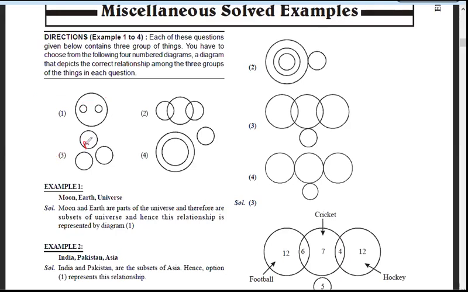So in this case, A, B, C, all of them are disjoint sets. You have to understand the meaning of this Venn diagram. In this case, A intersection B is this area. B intersection C is this area. Got it? Okay. So you have to know how to read the Venn diagram.